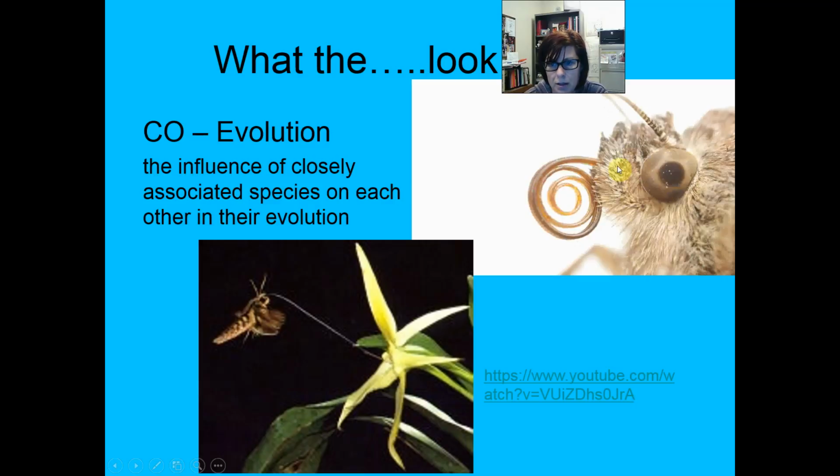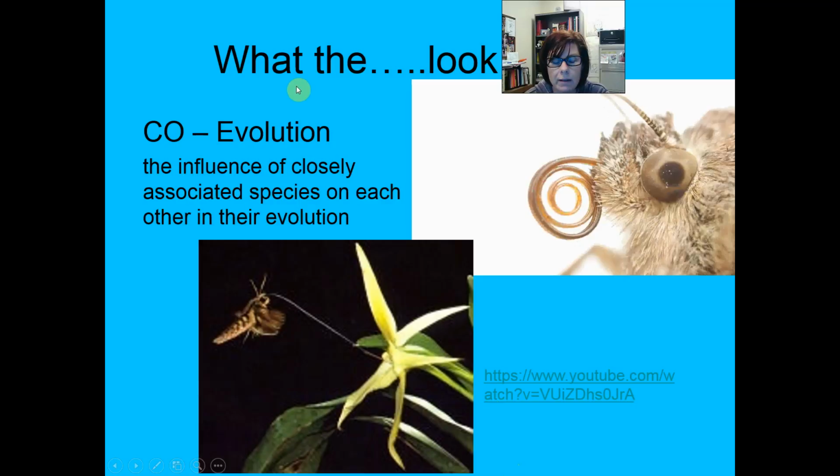So look at this moth here. Remember, moths are only active at night, right? And then look at its feeding proboscis, right there. And when they unwind it, it's that long. That's crazy. Isn't that crazy? Well, why would it have this long feeding tube, and why would this orchid here have the nectar down a tube that's 12 inches long?